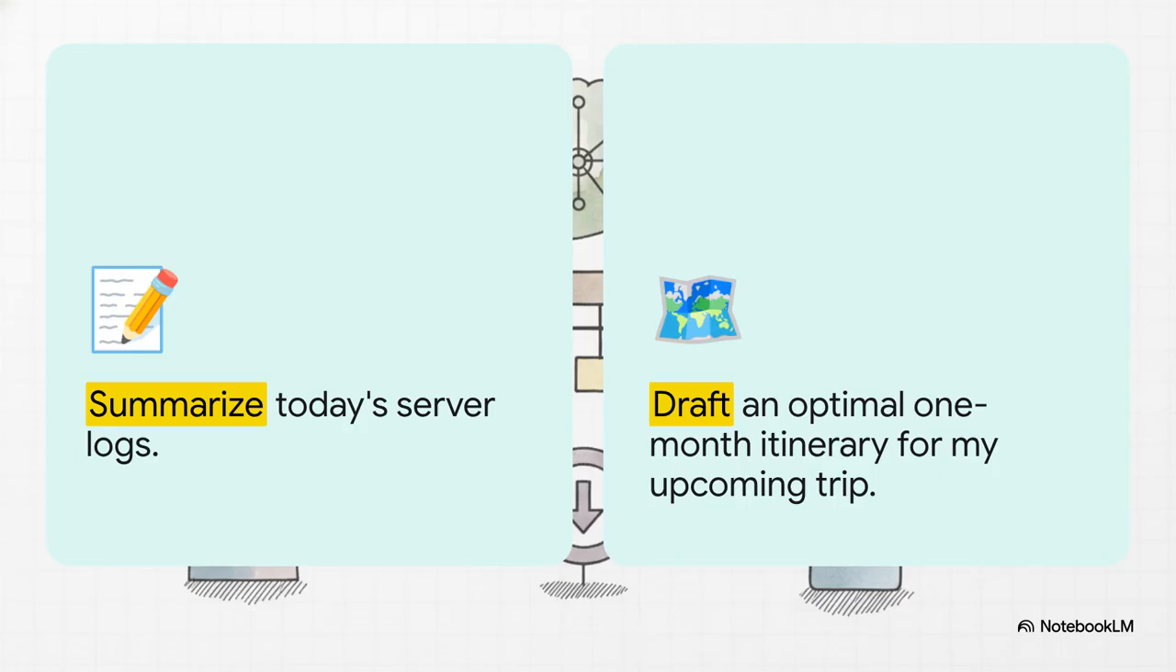Let's see that step 3 routing in practice. Look at prompt 1, summarize today's server logs. The code sees the word summarize and notes it's under 100 characters, so it smartly routes this to the free local agent. Now look at prompt 2, draft an optimal 1-month itinerary for my upcoming Japan trip, taking into account documents, timetables, and real-time APIs. That is incredibly complex. The system recognizes this instantly and correctly escalates it up to the heavy-hitting orchestration agent.